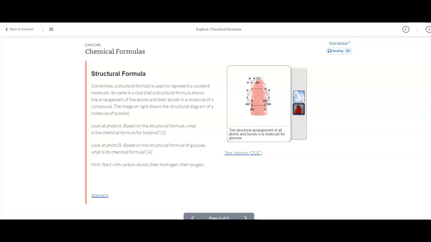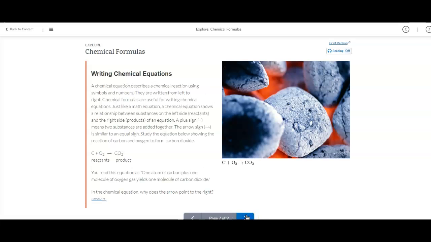So remember, we saw that earlier. Chemical equations show the elements that are used. So when you're writing chemical equations, it describes a chemical reaction using symbols and numbers. So that is the answer to question 4. So how do you write them? They are written from left to right. Chemical formulas are useful for writing chemical equations.